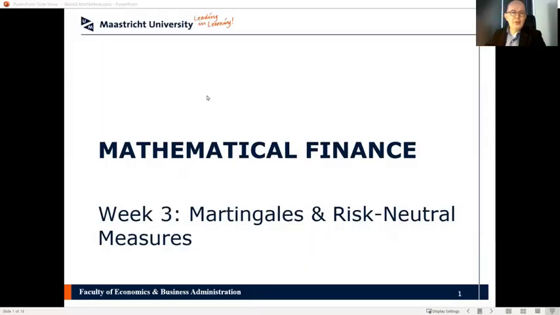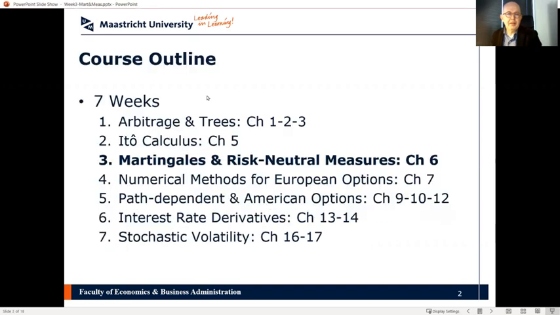Welcome to the third lecture of the course Mathematical Finance. This week we will be talking about martingales and risk-neutral measures, and we will largely be using the material from chapter 6 from the book of Shreve.